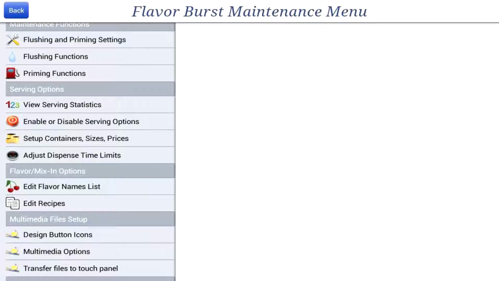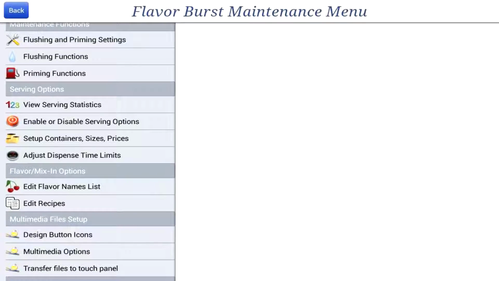You have the option to further customize your color touch panel by editing the names of the individual flavors as well as by putting certain flavors together to create recipes. These options are available under Flavor Mix-In options in the left side panel. Let's go over them now.